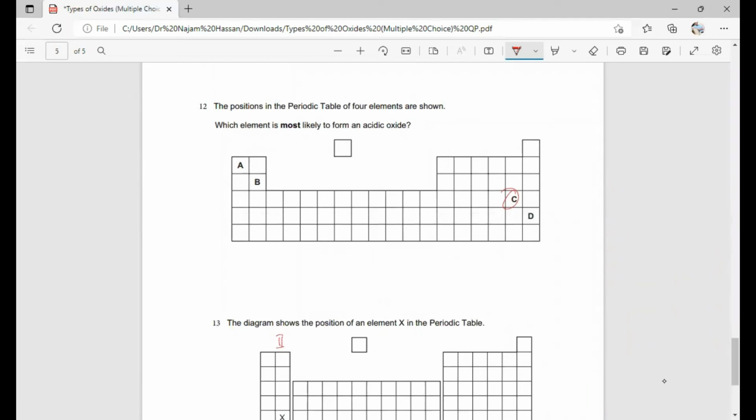The positions in the periodic table of four elements are shown. So which element is likely to form an acidic oxide? Obviously, the rightmost side, because this is group number 1, the alkali metals. Group number 2, alkaline earth metals. This is group number 8, noble gases, which cannot react. This is group number 7. So these can form acidic oxides.